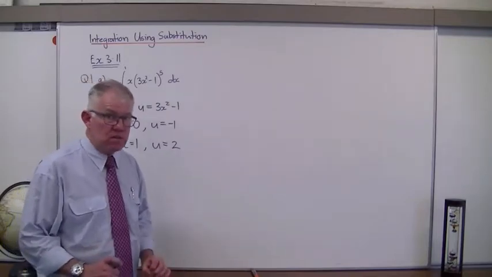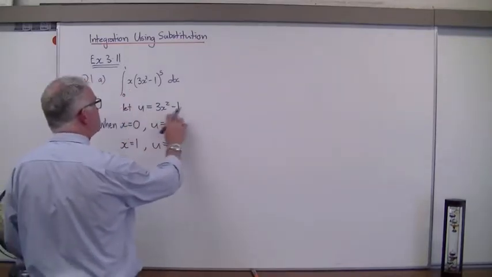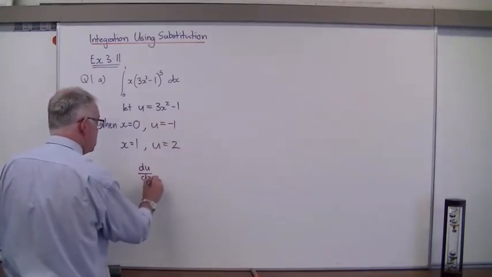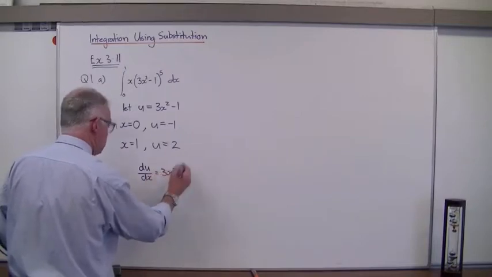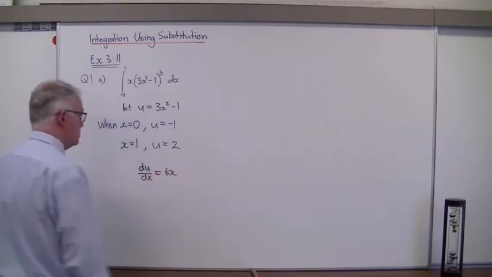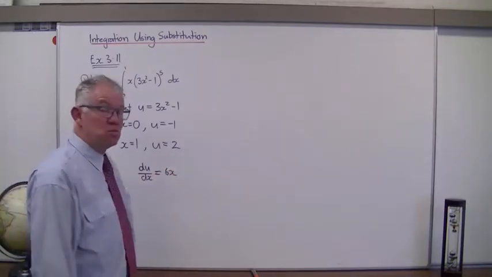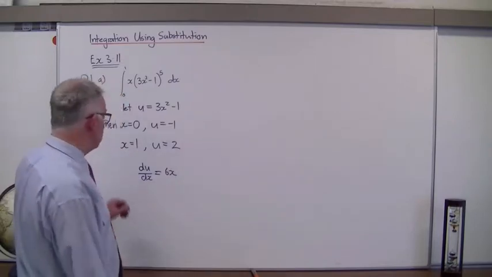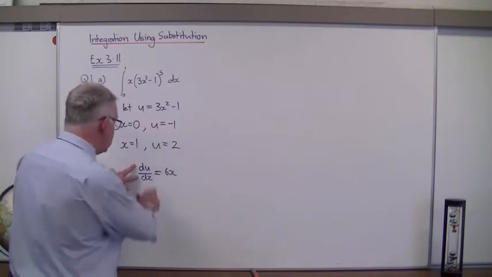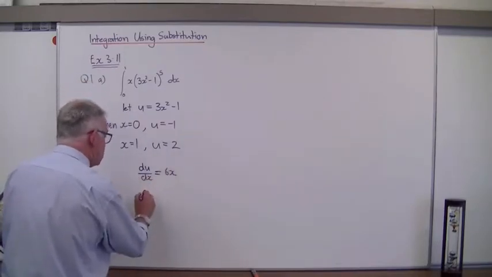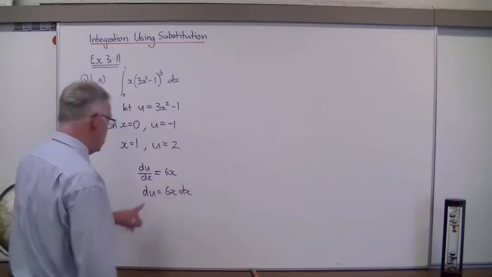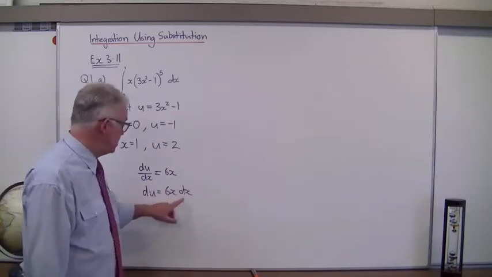The third step is to actually find out what is the derivative of this substitution. So du/dx is going to be equal to 6x. Oddly enough, I didn't realise this until way late in my university career: you can treat these du/dx's just like regular fractions. So I'm going to multiply both sides by dx. So du is equal to 6x dx. That's what du is equal to, 6x dx.